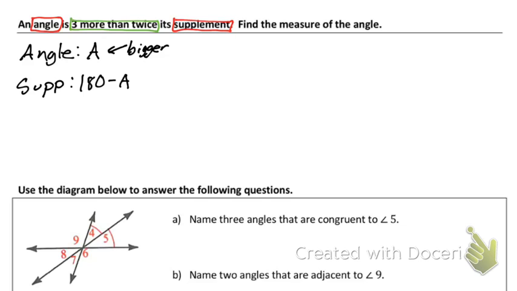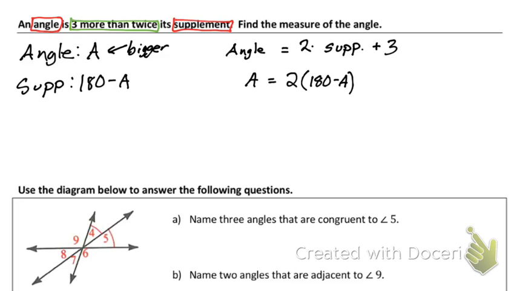So when we set up this equation, we have an angle, and we're going to set it equal to the supplement. But they're not equal. The angle's too big. So that means everything that's in here I have to do to the supplement to make them equal. Twice tells me to multiply. 3 more tells me to add. So I'm adding 3. Now we just plug in our variables. Angle is going to be A. Supplementary is going to be that 180 minus A in parentheses. And then we add 3.